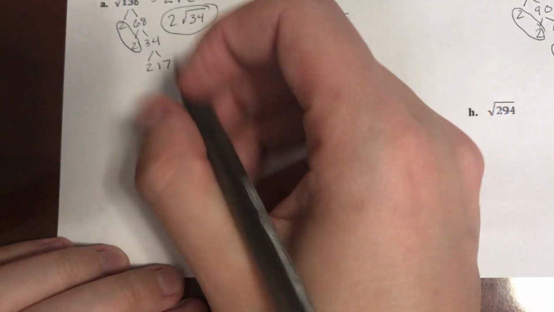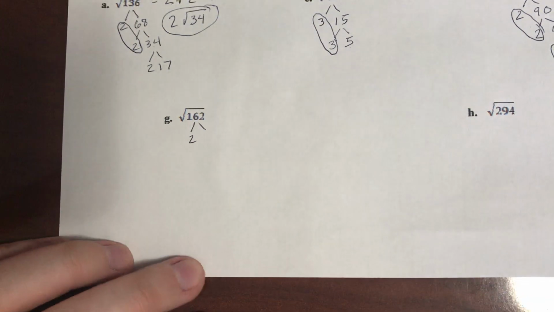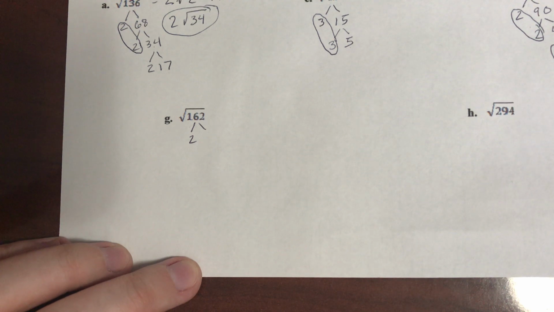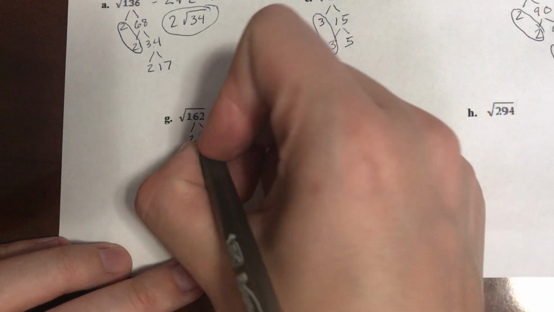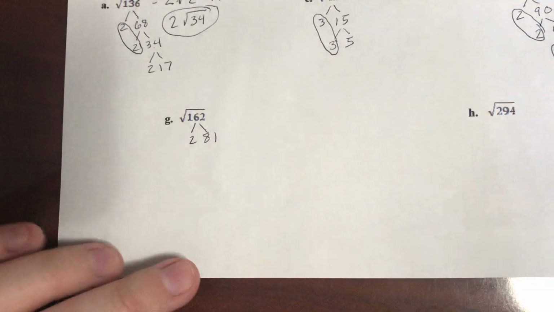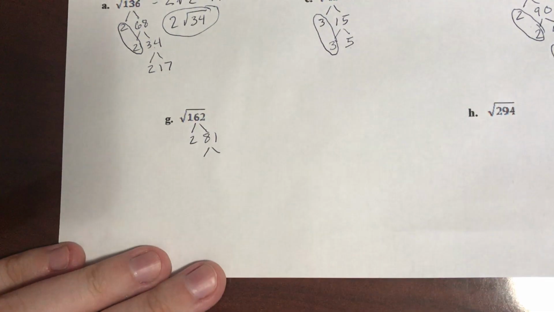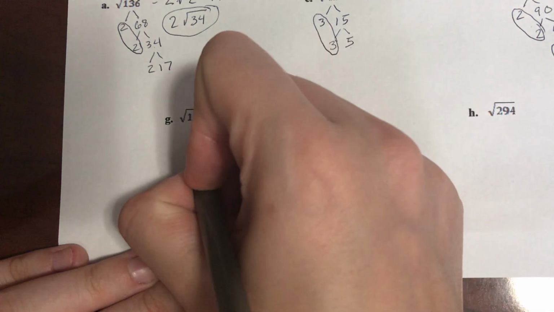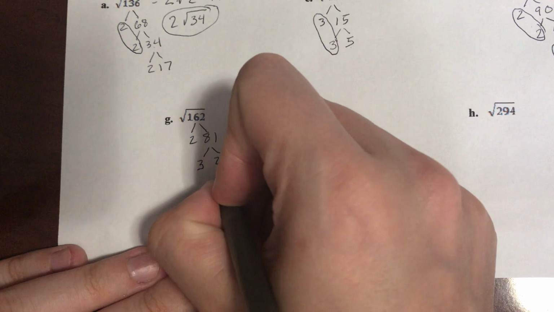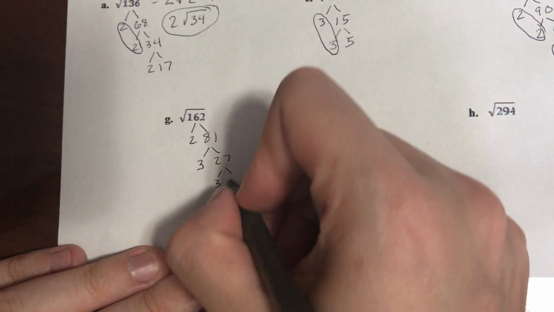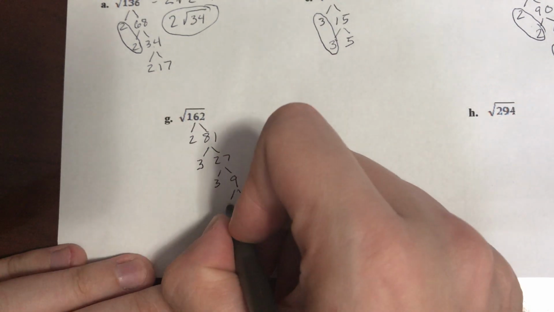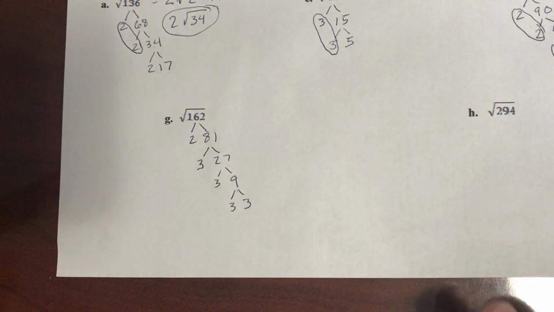All right, going over this one. We know this is divisible by 2 because it's an even number. 162 divided by 2 is 81. And we know 81 is divisible by something, but let's just go to the next lowest number that it can be divisible by, which is 3. So we have 3 here. This is 27. Divide this by 3, this is 9. And then we have 3 and 3.